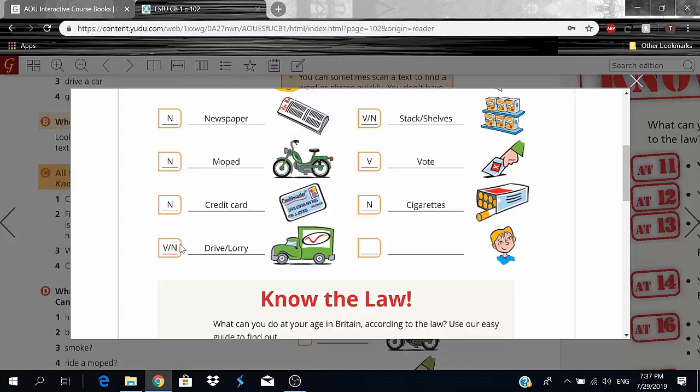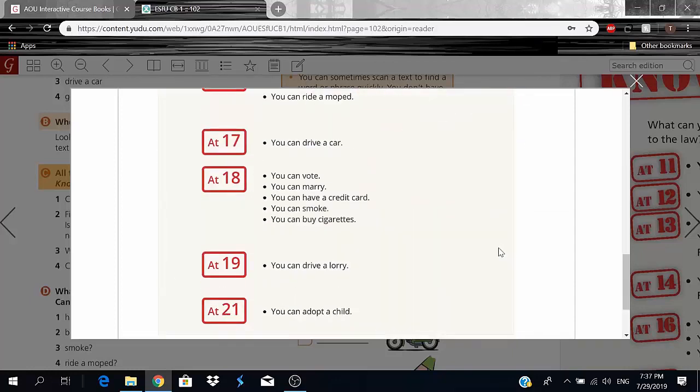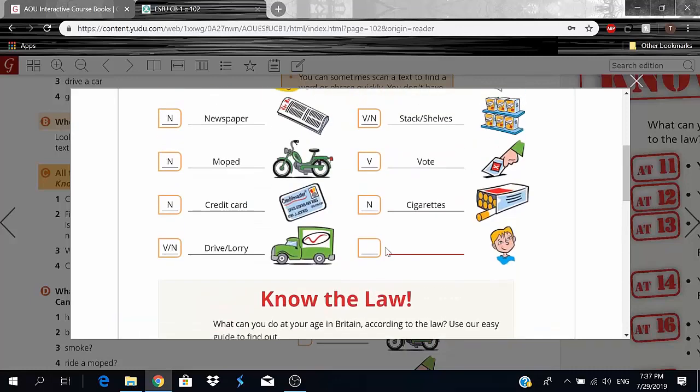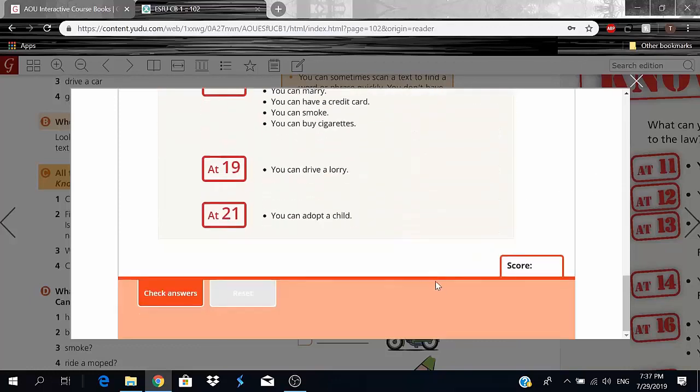Okay, and finally we have, what is that? Is that like adopting a child, maybe? Oh yeah, it is. So at 21, you can adopt a child. So same thing again, adopt and child. Okay, both V and N, verb and noun. Alright, you guys? So that was pretty simple, actually. Yeah, that was really good.